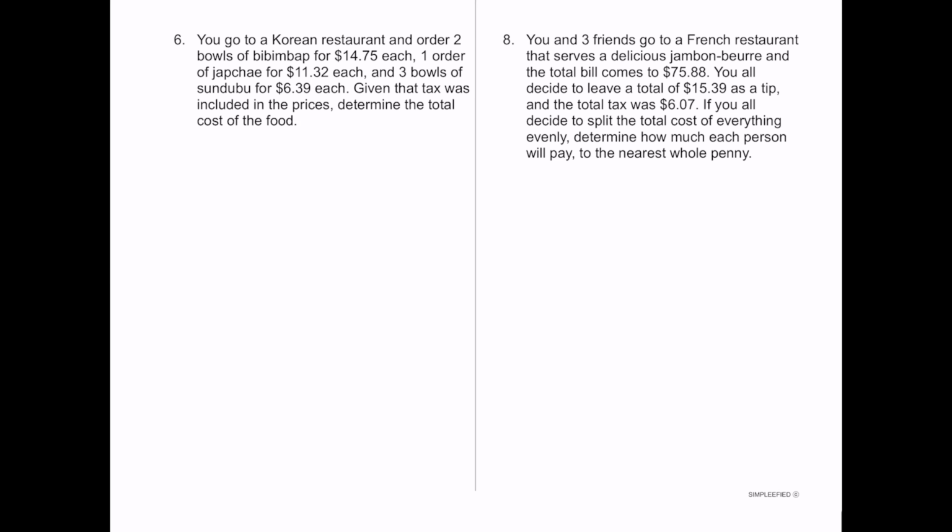For number 6, you go to a Korean restaurant and order 2 bowls of this bibimbap, and that's going to be $14.75. And then we're going to order 1 order of this japchae, and that's going to be $11.32. And then we're going to order 3 bowls of this sundubu, and that's going to be $6.39. Given that tax is included in the prices, let's go ahead and see if we could determine the total cost of all this food. So you know the drill. Let's go ahead and find out the total price for each of these dishes.